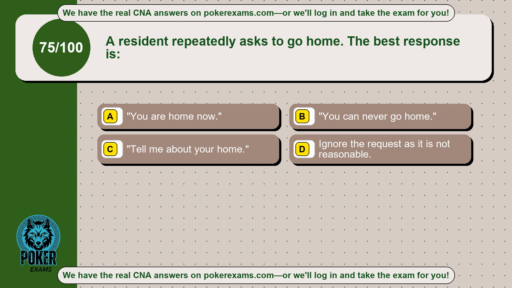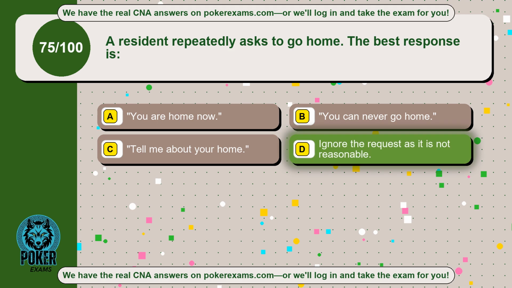Question 75. A resident repeatedly asks to go home. The best response is: Option A, you are home now. Option B, you can never go home. Option C, tell me about your home. Option D, ignore the request as it is not reasonable.